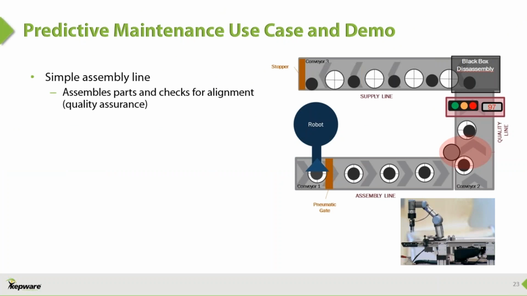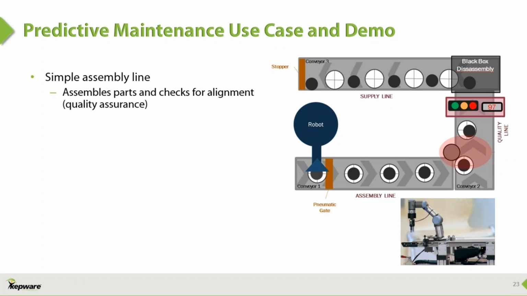So our use case is we have a simple assembly line, and it's just assembling parts. It's assembling two disks on top of each other, and a robot arm takes the top disk, places it on the bottom disk, just using a pneumatic device, and then a quality line over here on the right-hand side just visually checks for alignment, and good quality has good alignment. The top disk is centered on the bottom disk, and bad quality would be bad alignment or poor alignment. You can see an example of the robot arm in action in the little thumbnail below the assembly line image.